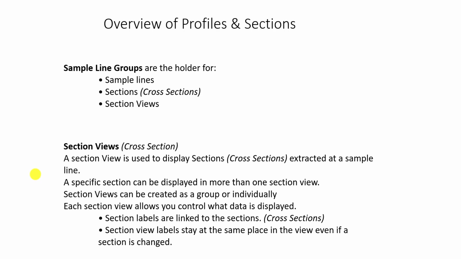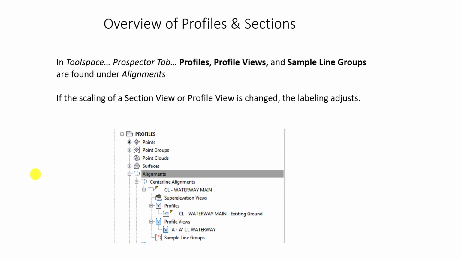Section labels are linked to the specific sections or cross sections, and the section view labels stay at the same place in the view even if a section is changed. In Tool Space, under the Prospector tab, the profiles, profile views, and sample line groups are found under the alignments. So if the scaling of a section view or profile view is changed, the labeling adjusts. Make sure that you label all of your alignments, profiles, profile views, and sample line groups in a manner that's easy to find and easy to navigate for yourself and for anyone opening that drawing.